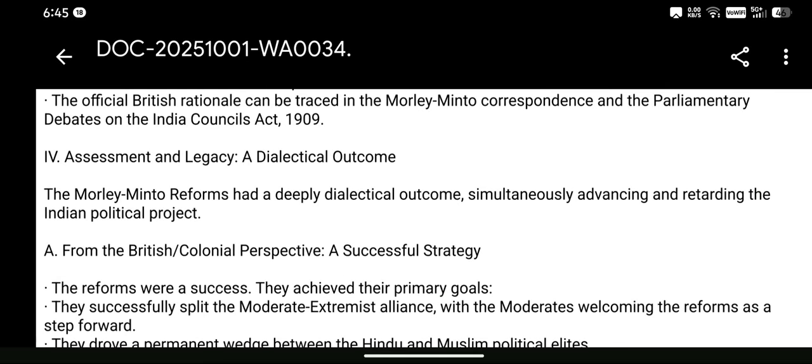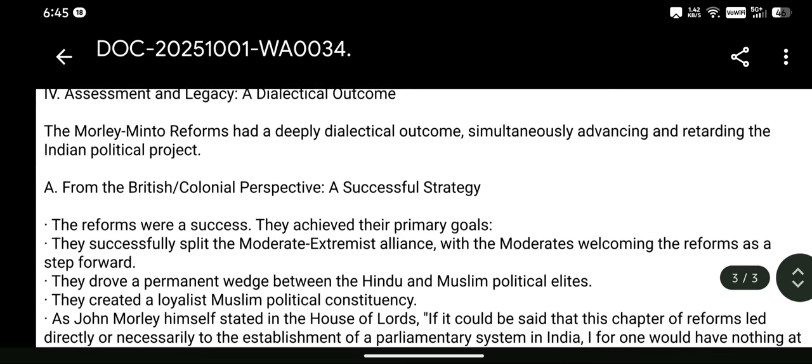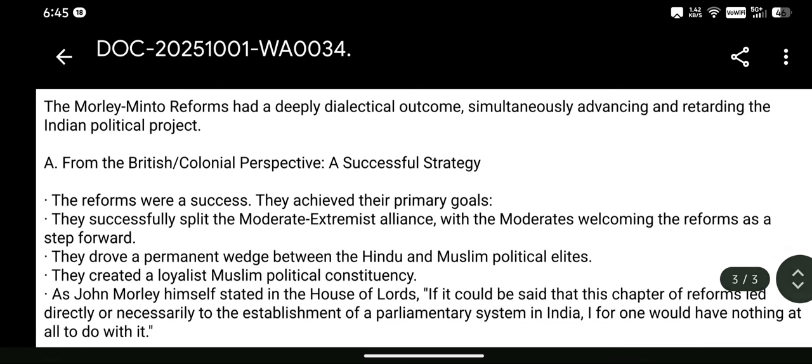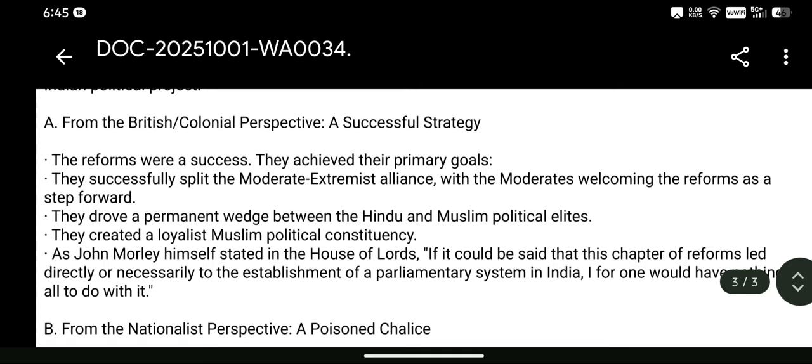Assessment and legacy, a dialectical outcome. The Morley-Minto reforms had a deeply dialectical outcome, simultaneously advancing and retarding the Indian political project. From the British colonial perspective, a successful strategy. The reforms were a success. They achieved their primary goals.